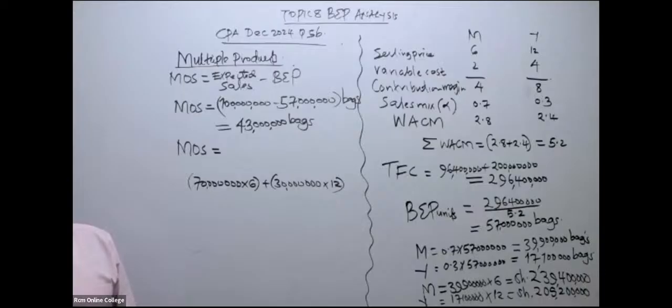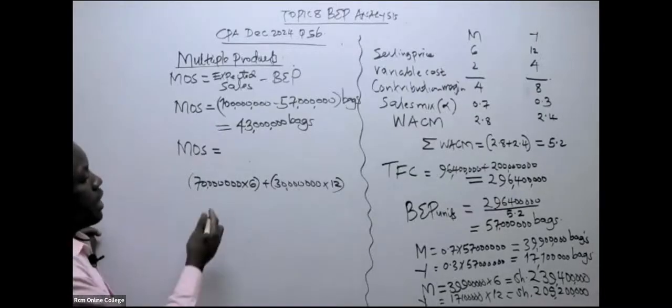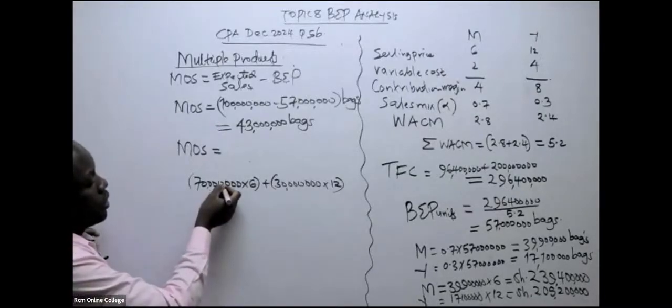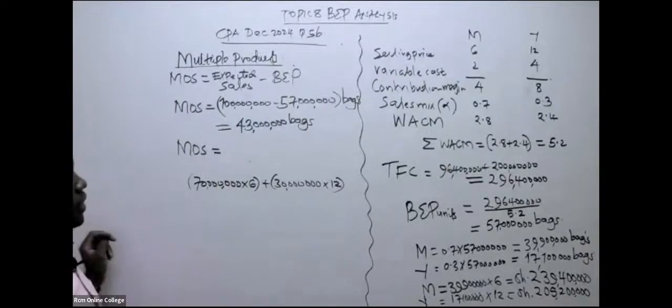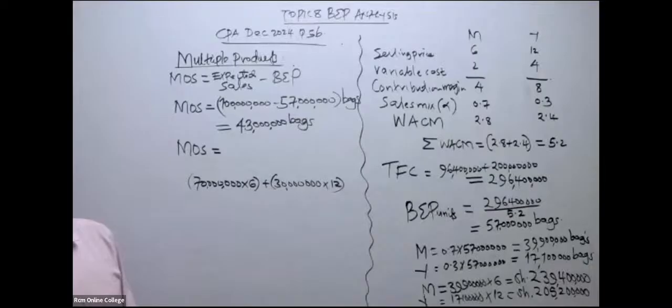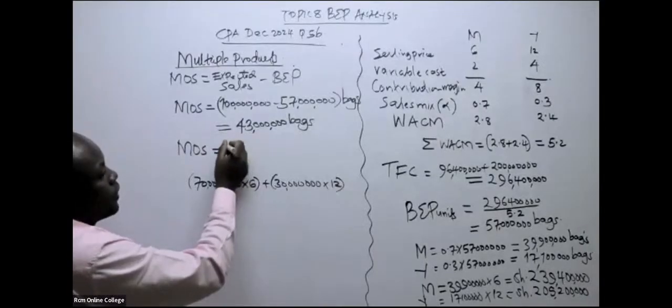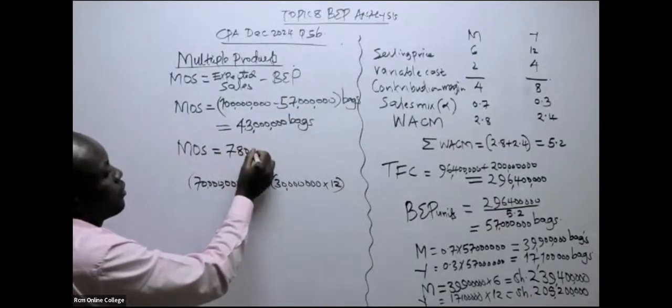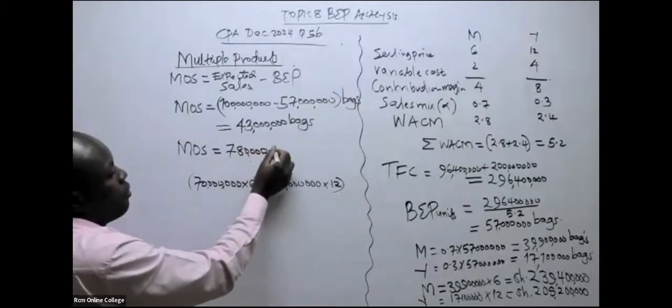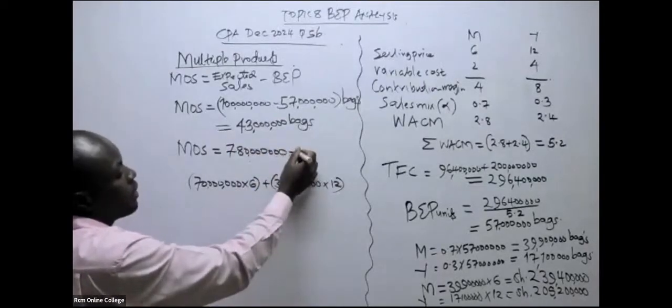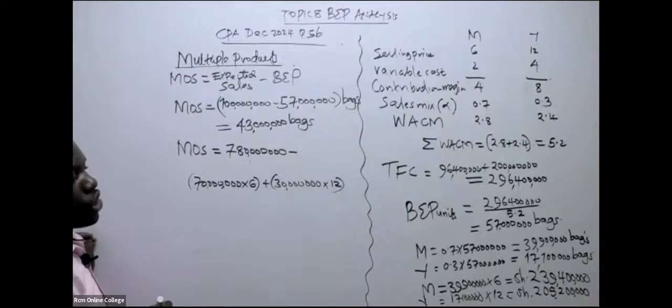It should be 780 million. So this is 780 million. That is expected sales, minus break-even point in shillings.